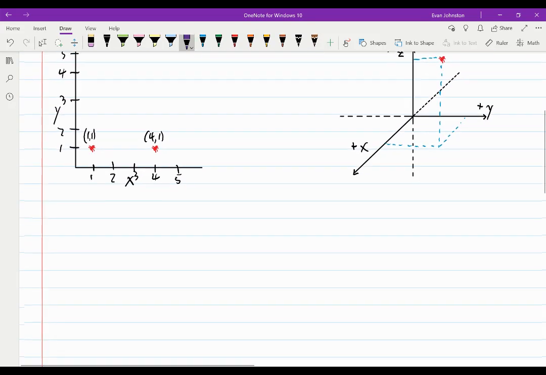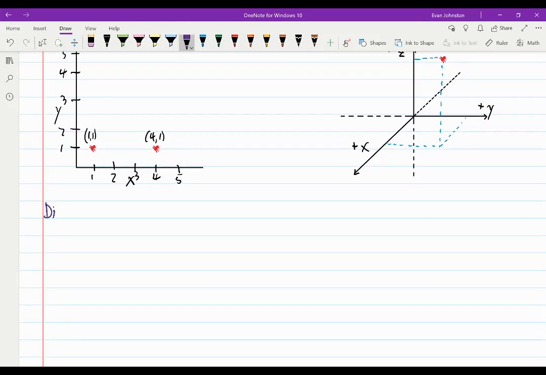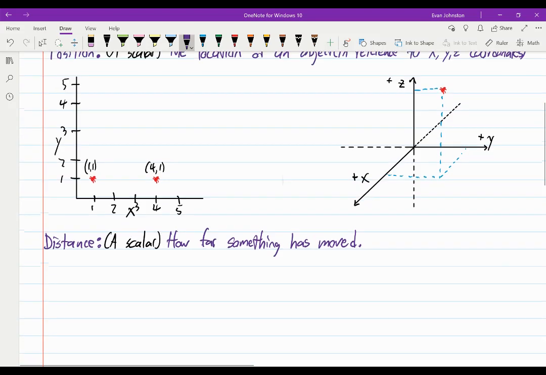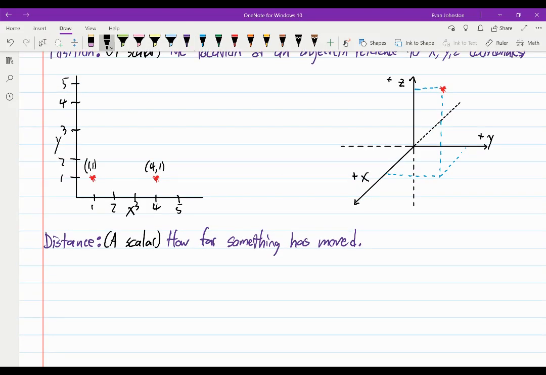So now let's look at distance. Now, distance, this one is also a scalar. And distance really is just how far something has moved. That's it. Or how far an object has moved. That's it. It's simple.